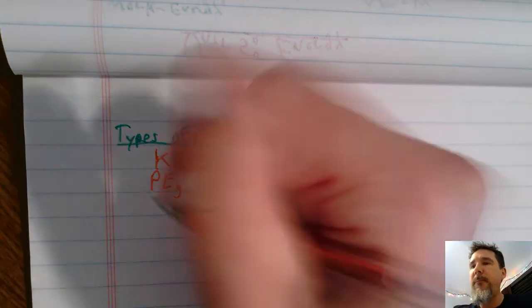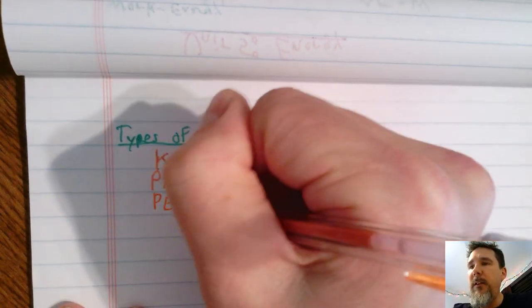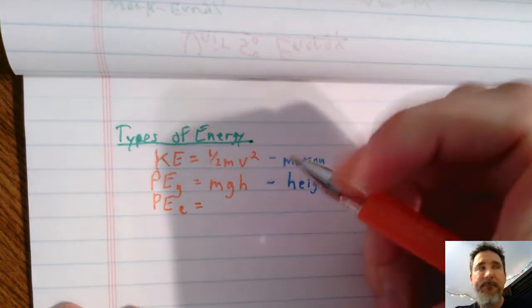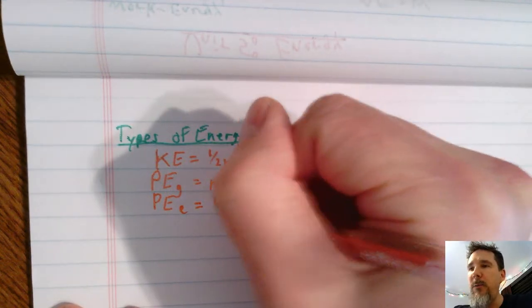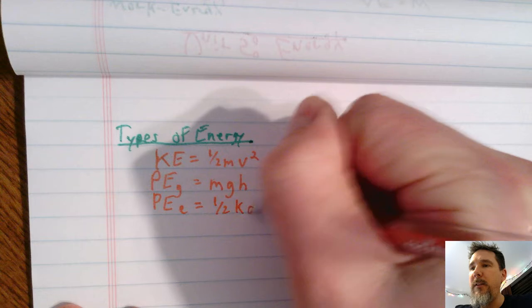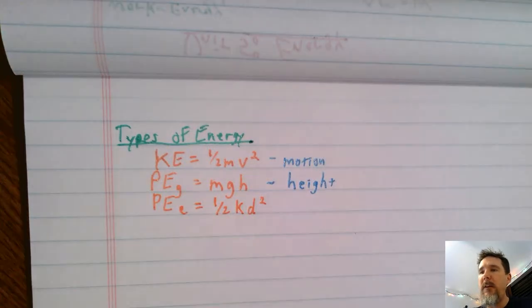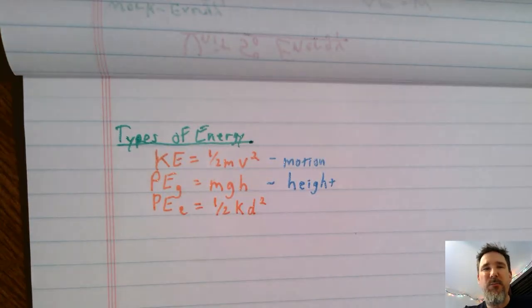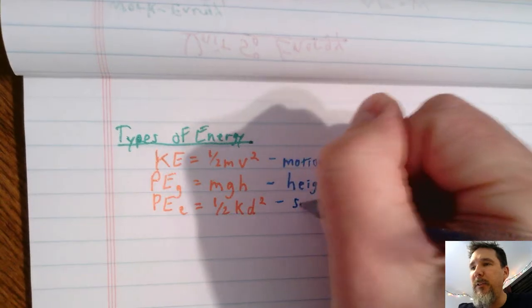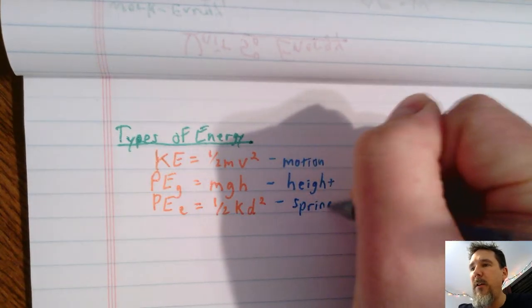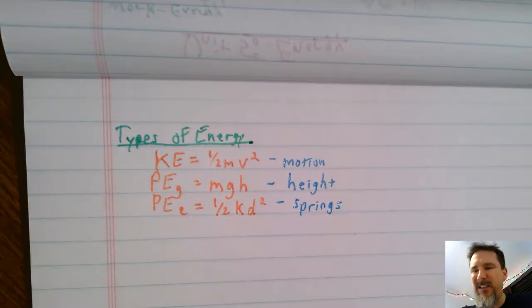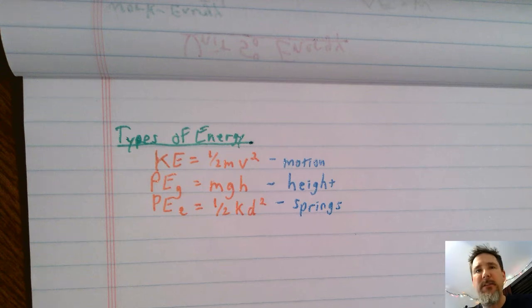And finally, PE_E, elastic potential energy. That is going to be 1/2 kx squared. And again, if you think of anything, it's like springy stuff. I'll just put springs. But that could include rubber bands, anything stretchy like that, that you could basically store energy in.